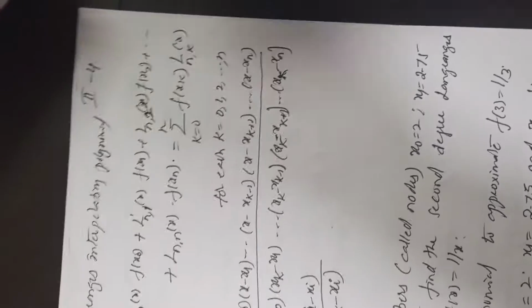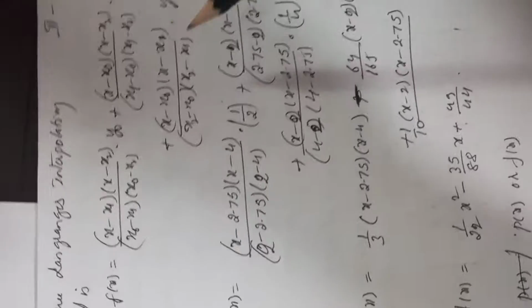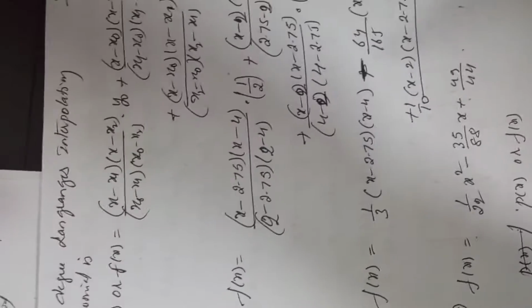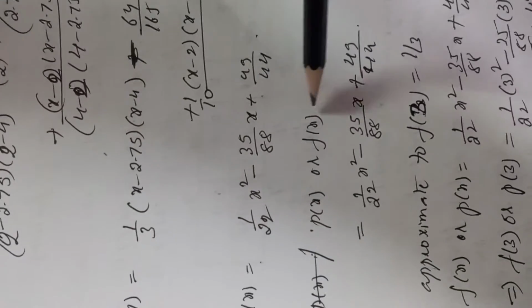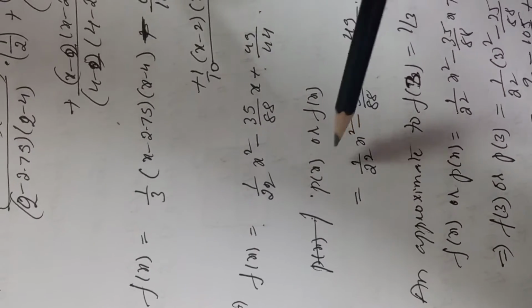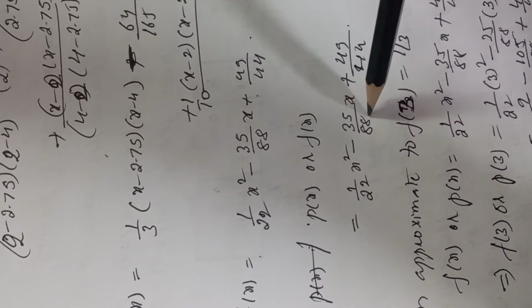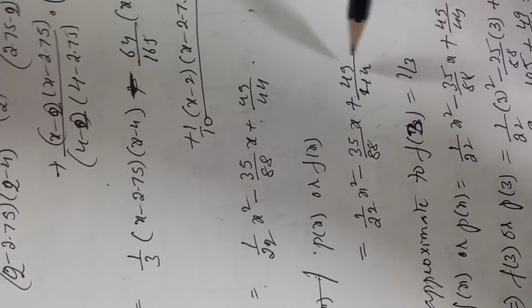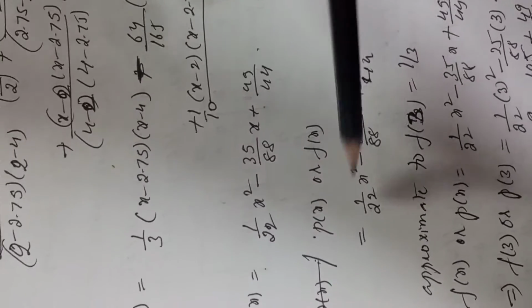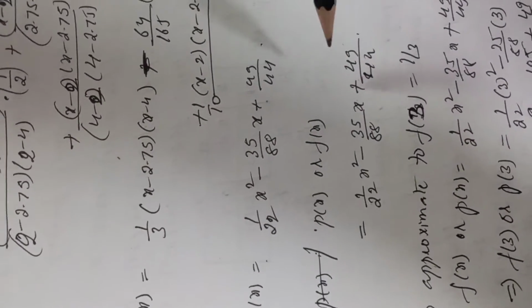Right? Three function values are given to you. Our aim is to find the Lagrange's interpolation polynomial of degree 2. Of degree 2 means you have to use this formula. Now we know all the values. We are substituting and then simplifying this equation. We are getting this polynomial. P of x or f of x is equal to 1 by 22 into x square minus 35 by 88 into x plus 49 by 44. This is the second degree polynomial.